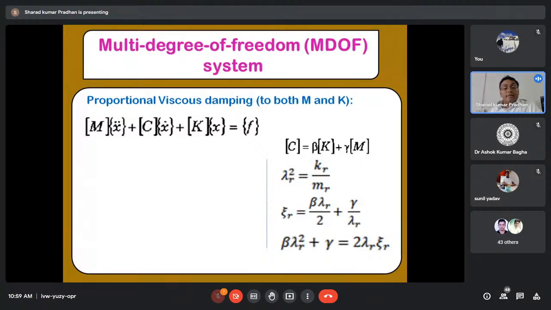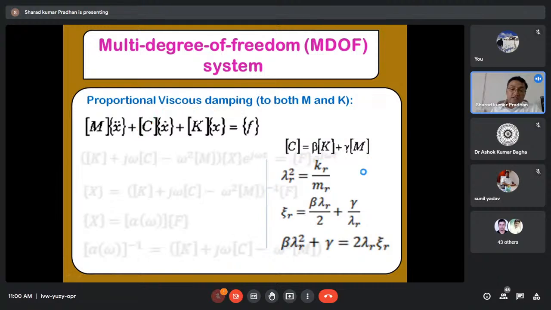Again, this time I have changed. This time I have included damping also. So this is a damped system, a viscously damped system. So I am using C here. And when I am using C, I have to do certain manipulations. Right now I have taken proportional damping, because damping may be proportional, may be non-proportional. If we take proportional damping, it would be easy for us to uncouple the equation. So we have done this.